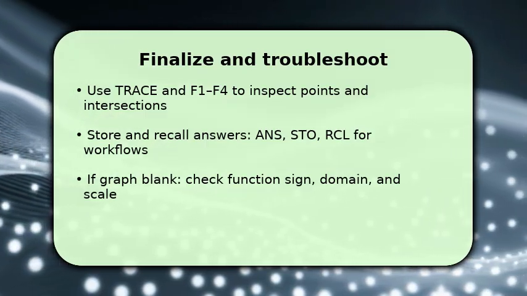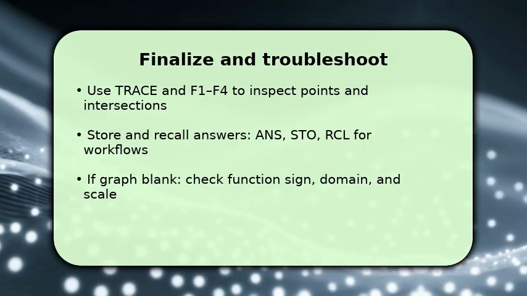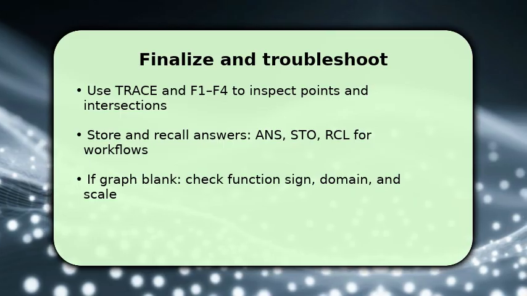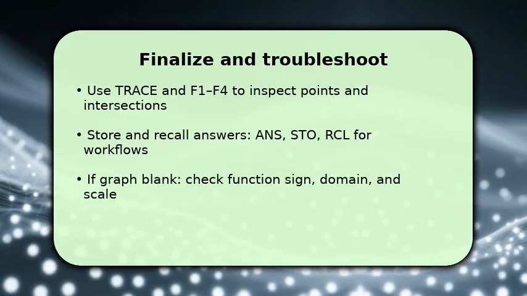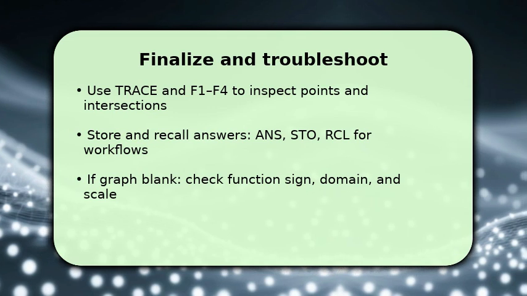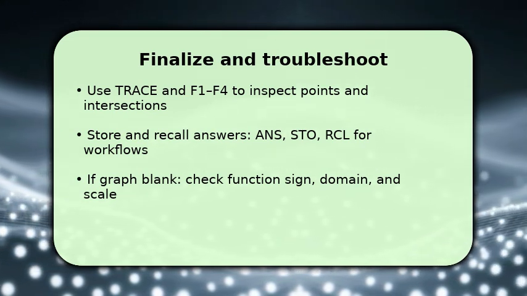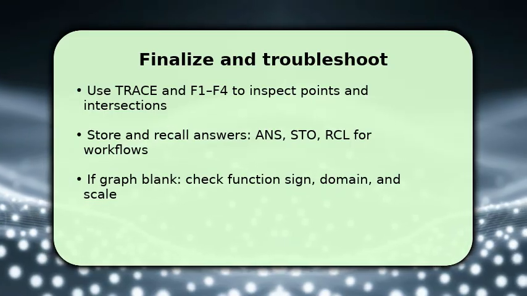This preserves intermediate steps. If results seem wrong, first recheck mode and parentheses, then confirm variable names and list assignments. One key tip: if a graph is blank, adjust window or sign of Y1. Many blank graphs are scale or domain issues, not calculation errors.